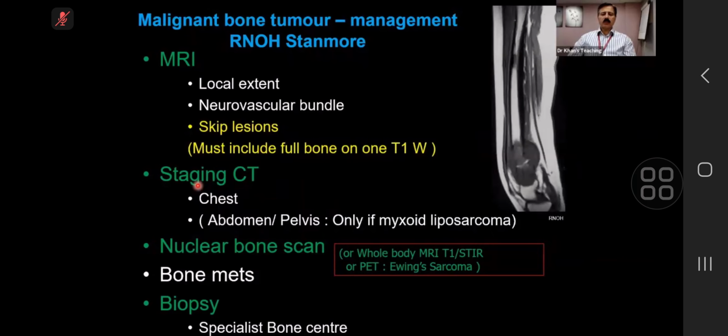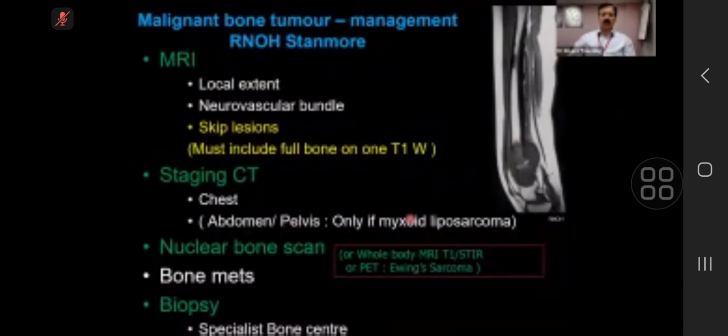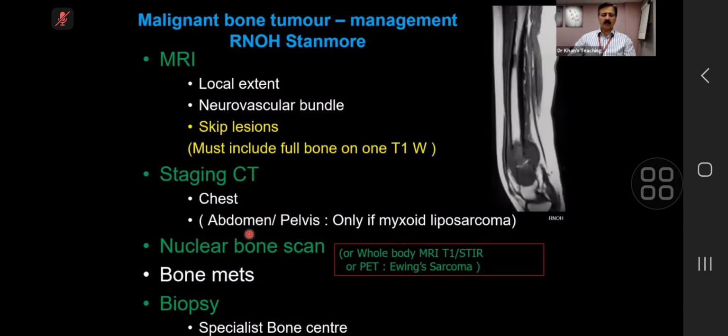Then for staging purpose, usually RNOH people just do a non-enhanced CT chest, because tumors usually go to chest, and for that you don't require any contrast. However, because this center also deals with soft tissue tumors like liposarcomas, etc., for that CT chest, abdomen, and pelvis is advised. In any case, in the exam, if you say CT chest or CT chest, abdomen, and pelvis, it doesn't matter. Then we do bone scans to look for any metastasis.